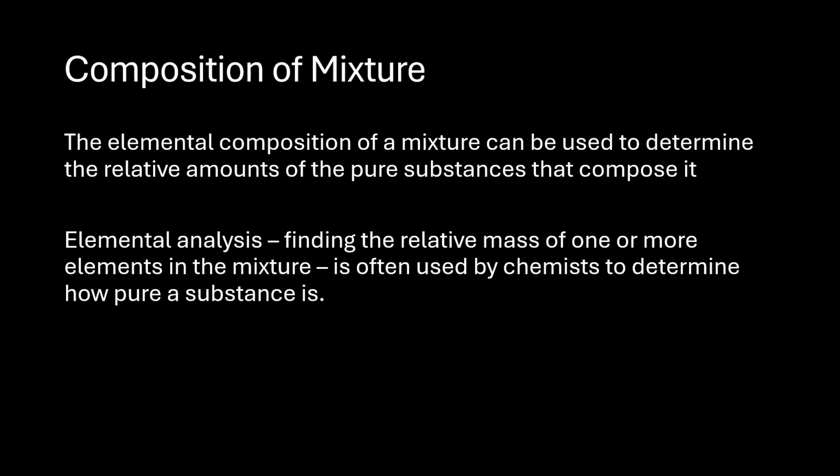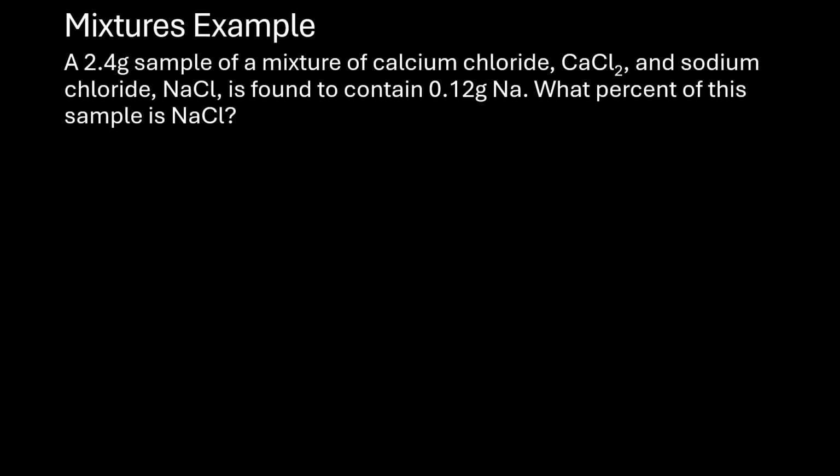What we're going to be doing is elemental analysis, and that's basically going to find the relative mass of one or more of the elements in the mixture, and this is used by chemists to determine how pure a substance is. So let's look at an example to see if we can figure out what's going on in these types of problems.